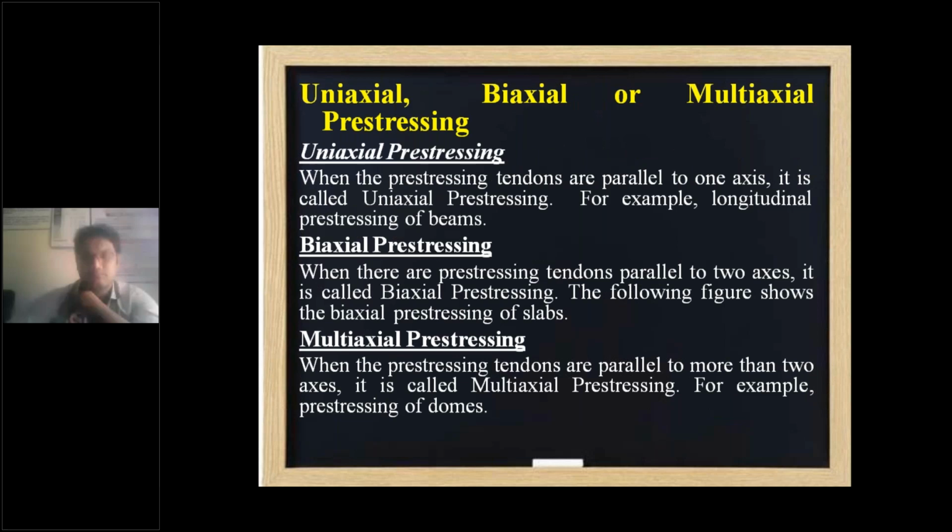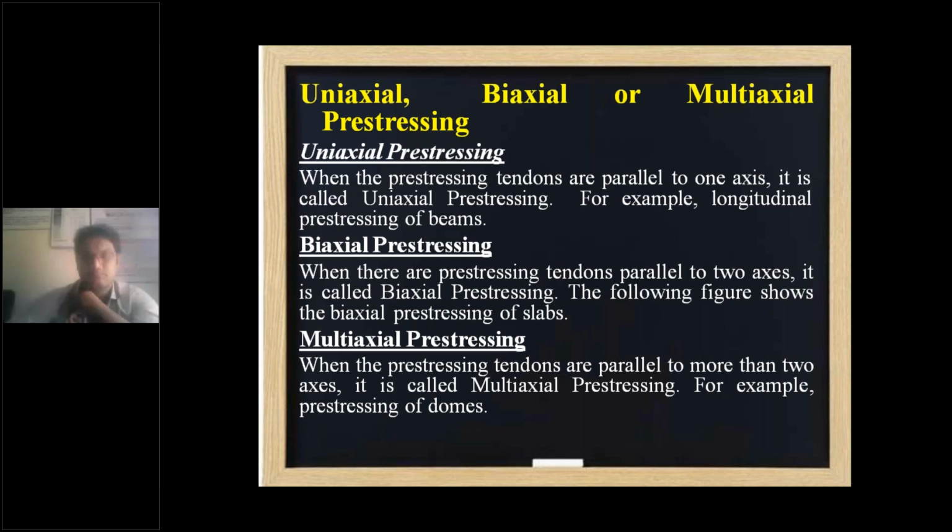And the other one is uni-axial, bi-axial, or multi-axial stressing. Okay, what do you mean by this? In the examples which we've seen, you can relate this uni-axial, bi-axial, and multi-axial prestressing. So what do you mean by uni-axial prestressing? Uni-axial prestressing in the sense there will be only a single wire. There won't be any multiple wires.